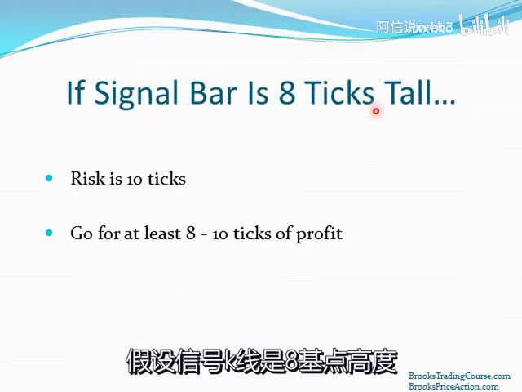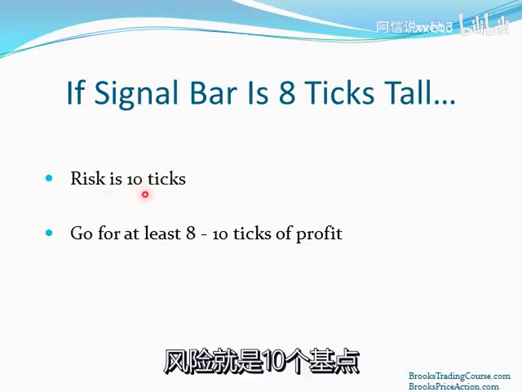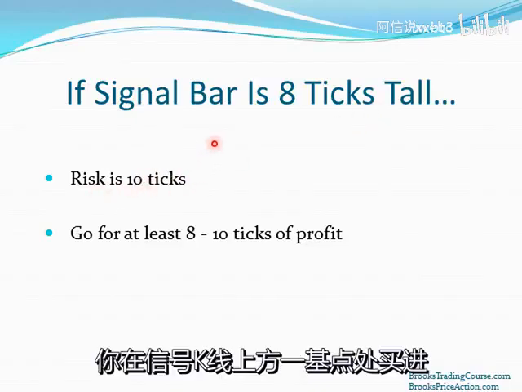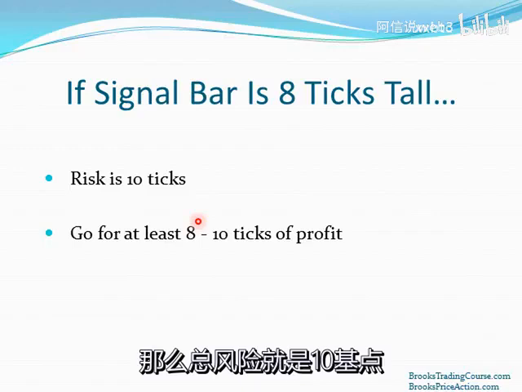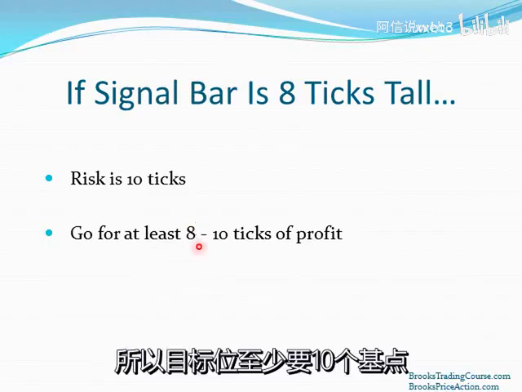Let's say the signal bar is 8 ticks tall. The risk is 10 ticks, right? If you bought 1 tick above the top of the signal bar, and you risked to 1 tick below the signal bar, the total risk is 10 ticks. And then you should go for a profit target of about 10 ticks.